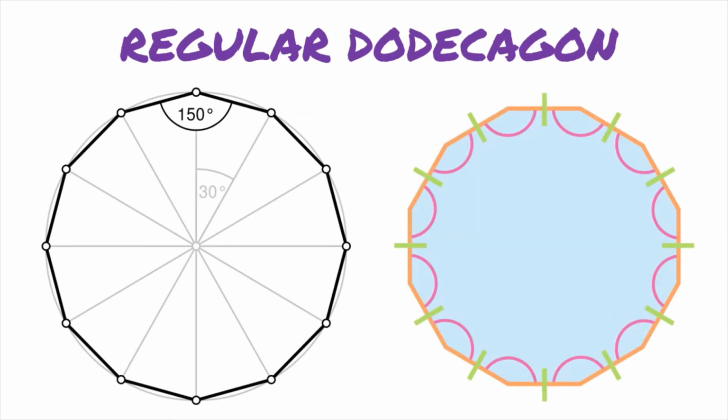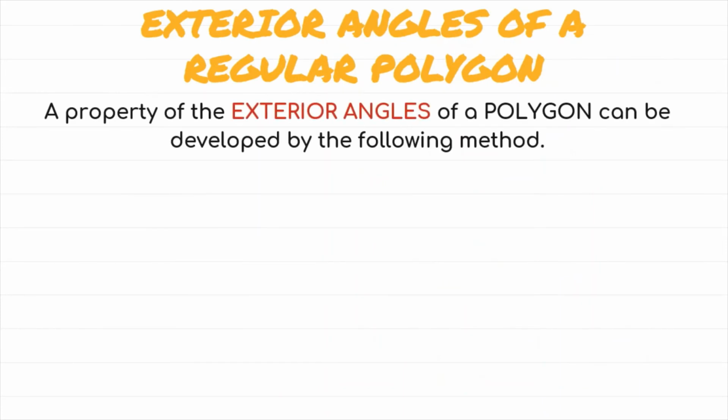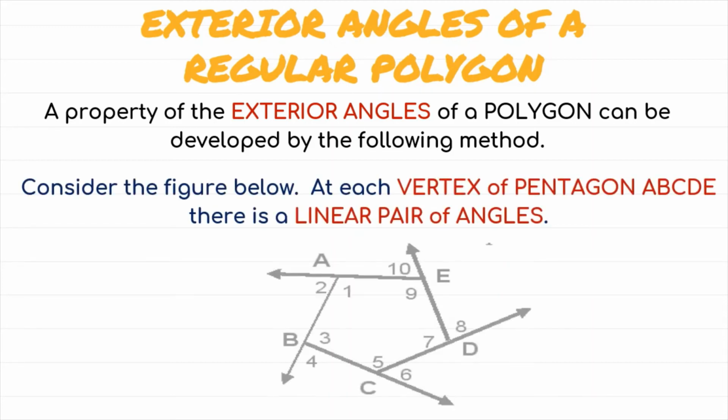Katulad po niyan. At pare-parehas po sila ng side, kaya tinawag na regular dodecagon. Next, exterior angles of a polygon. A property of the exterior angles of a polygon can be developed by the following method. Consider the figure below: at each vertex of a pentagon ABCDE, there is a linear pair of angles.